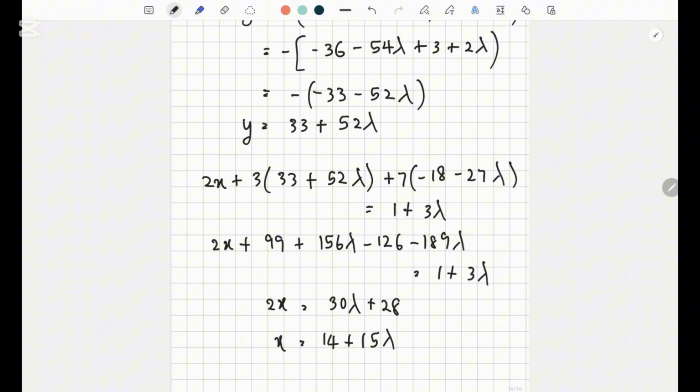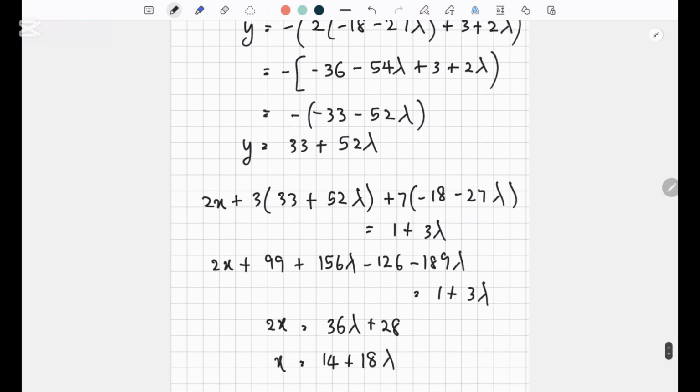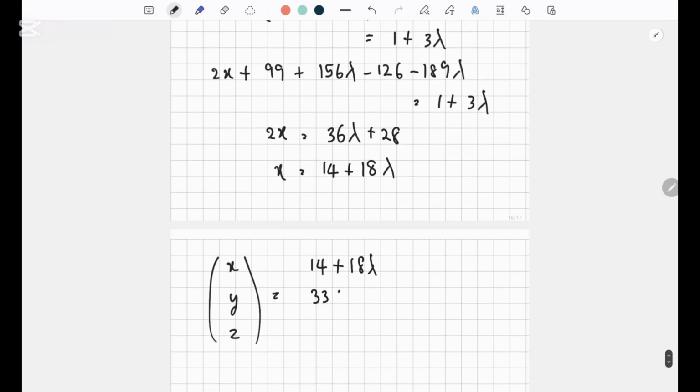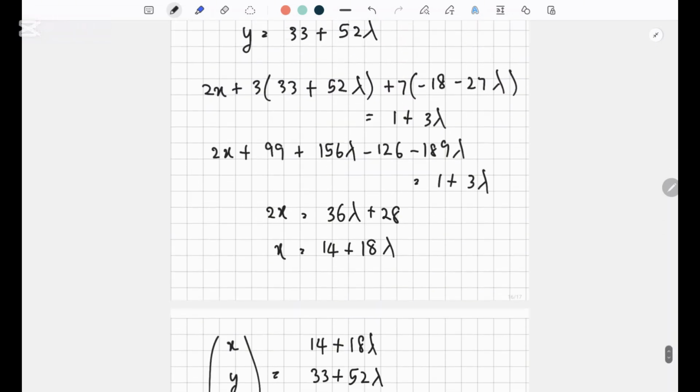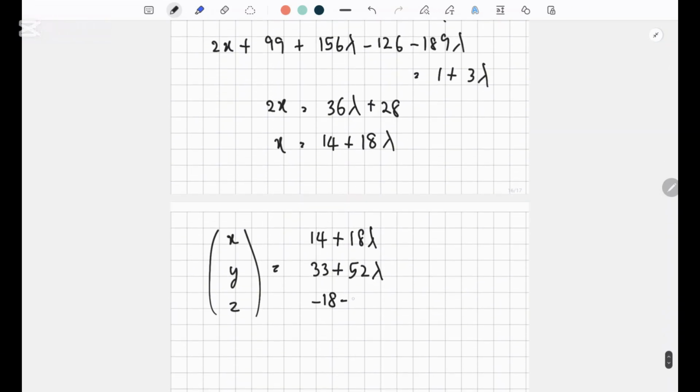Let me just recheck again. I'm sorry, I think I made a small mistake. This should be 36. So this is 18 lambda. Tiny mistake. Okay, so we found x, y, z. So x, y, z equals 14 plus 18 lambda. y was 33 plus 52 lambda. And z is minus 18 minus 27 lambda.